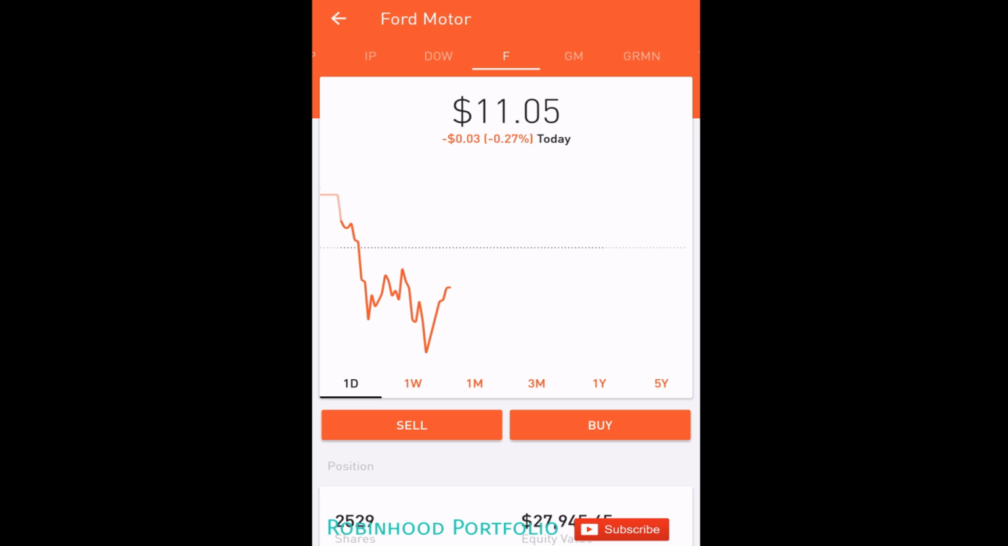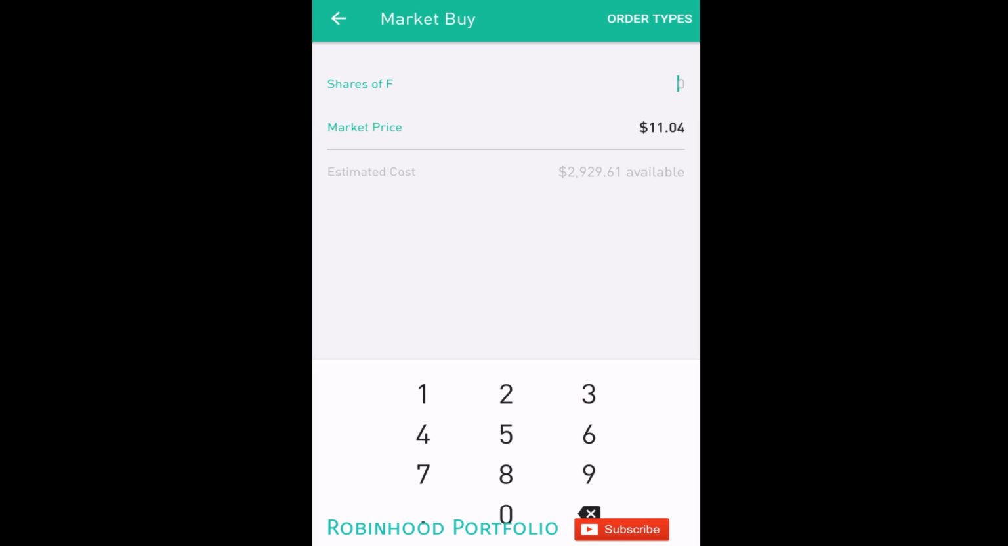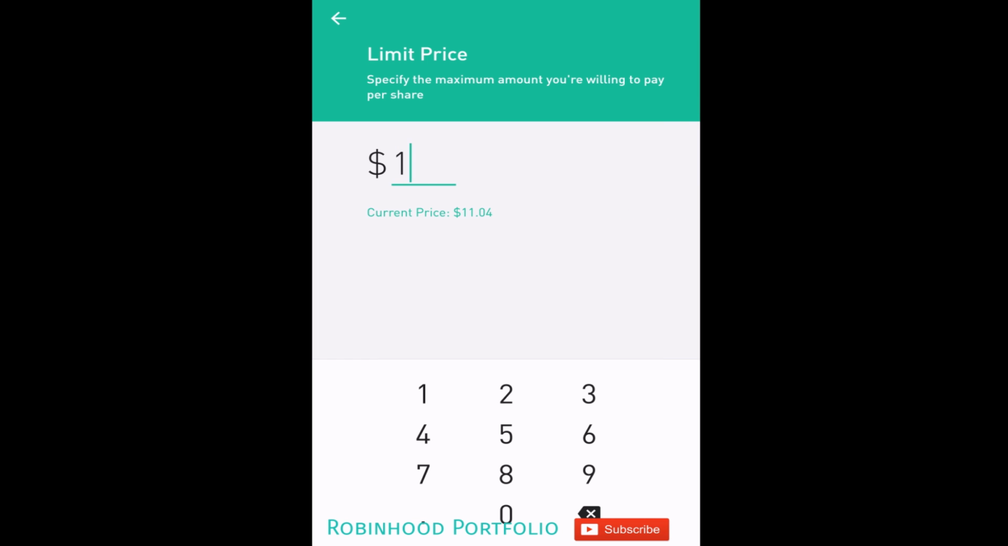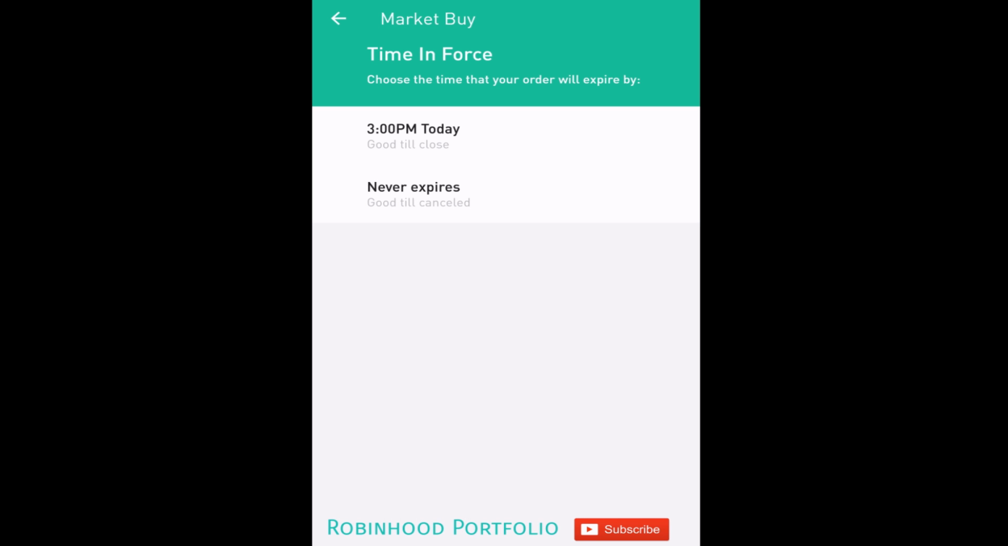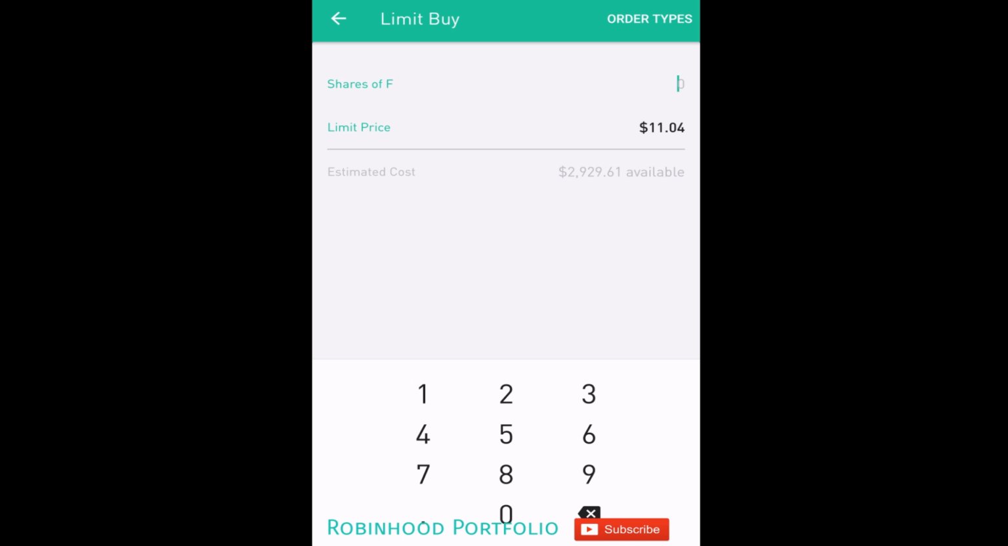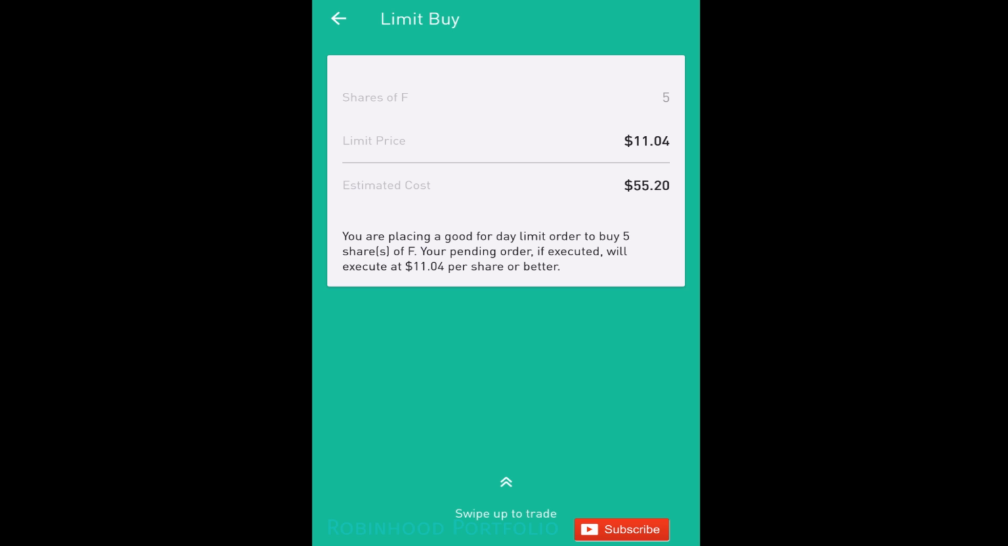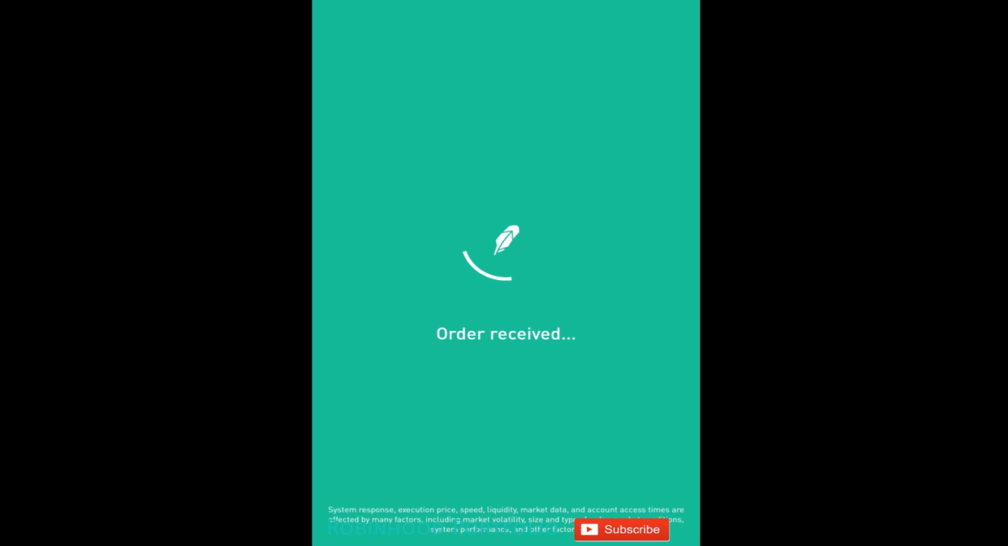And let's try to be a little more aggressive. Just because I'm trying to get this done real time here, live, let's put another order in, but let's be a little bit less aggressive. Let's put in 11.04, for example. So click on the buy button again, order types, limit, let's do 11.04 for the limit buy here. Time in force, again, 3 p.m. I always like to have my orders canceled at the end of the day so I never lose track of the orders. Let's do 5 here, and let's go ahead and execute that. Let's see if that goes through fairly quickly here.